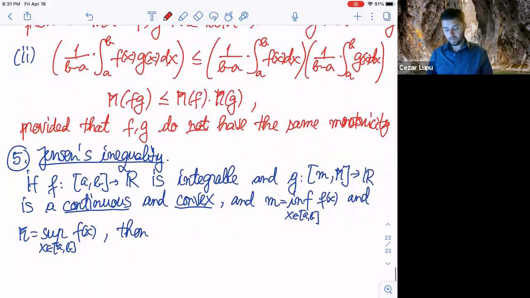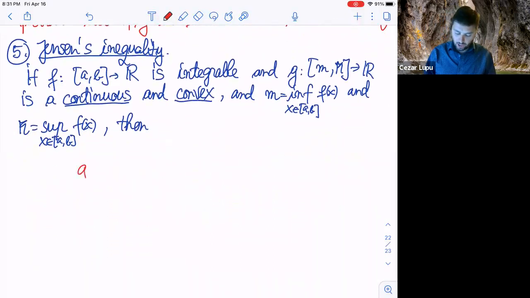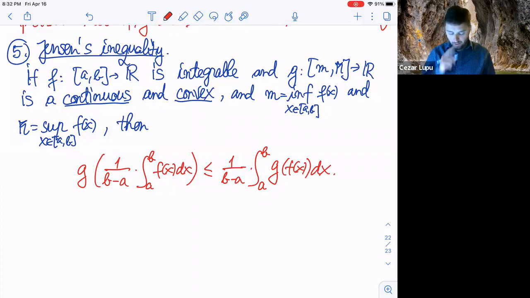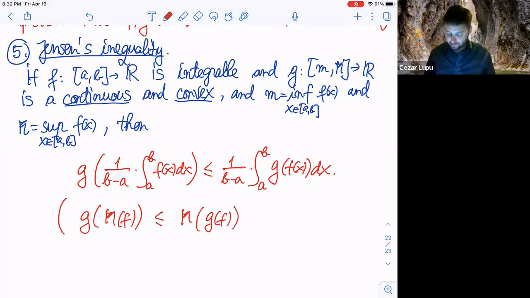This is a very nice inequality, which basically says the following. It says that g of the average mean of f, so g of 1 over b minus a times the integral from a to b of f of x dx, is less or equal than the average mean of g composed with f. So it's 1 over b minus a times the integral from a to b of g of f of x dx. So that's Jensen's inequality. Or if you want, we can write this as g of the mean of f is less than or equal to the mean of g of f. Right. So that's the inequality.